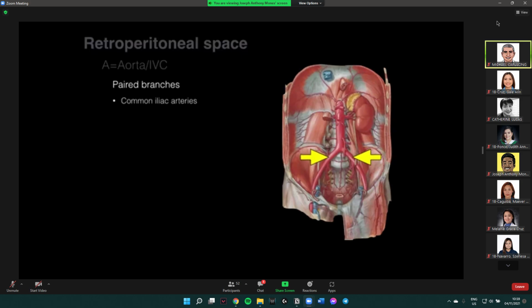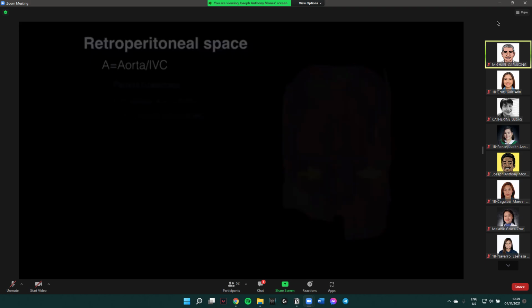And then we have our common iliac arteries, which is the bifurcation of the aorta down at the bottom near the ala of the sacrum. And common means it's going to branch. So the common iliac arteries are going to branch into an external iliac artery, which after going through the inguinal ring will become the femoral artery. And then the internal iliac arteries, which supply the pelvis and perineum.